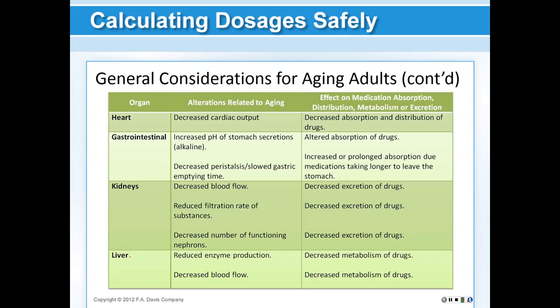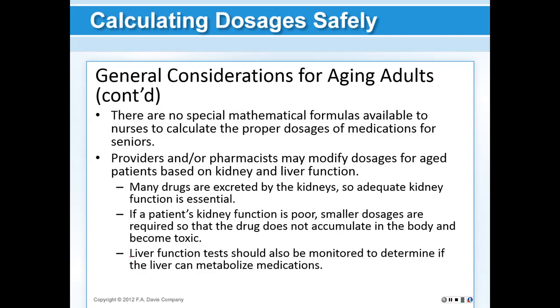Here's a graph that shows us a little bit about how those kidneys aren't quite filtering things as well as they used to. That liver has a decreased blood flow, so they have a decreased metabolism of the drugs, and it's a combination of all the body systems that affect the way that the older adult client processes medications. So we want to make sure that the medications are not accumulating in the client's system because of poor kidney function and becoming toxic. So we're carefully monitoring the elderly client and adjusting dosages as needed.